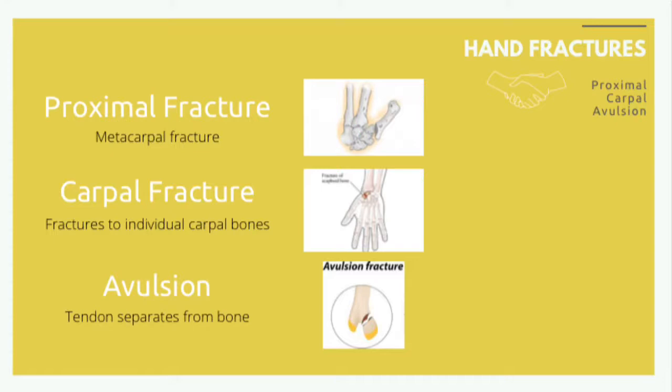Next one is carpal fracture. These are fractures to individual carpal bones. Remember, carpal is in your wrist. The most common fracture that's seen and can be missed in certain injuries is the scaphoid, and that's in your wrist as well. The last one is avulsion, and we'll go into the three types on the next slide, but an avulsion is when the tendon separates from the bone, and when it separates, it removes part of that bone material with it.